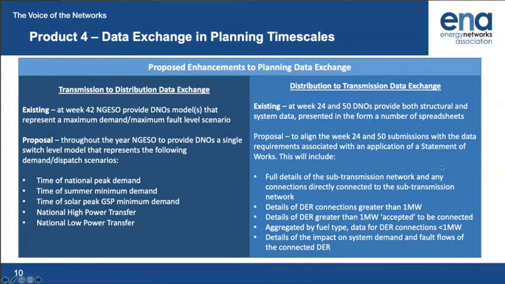I think there's a question there. Is there a plan to publish distribution connected embedded capacity individually by unit type? I'm assuming yes. There is currently a requirement to publish all embedded DER above 1 megawatt. That has been mandated by the introduction of the CUSC change proposal 350.